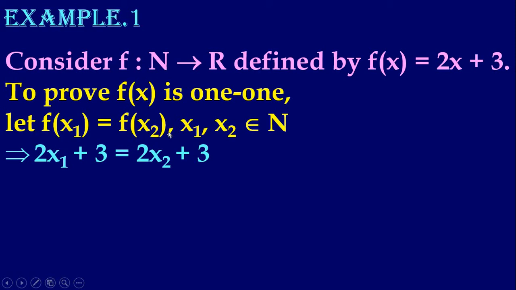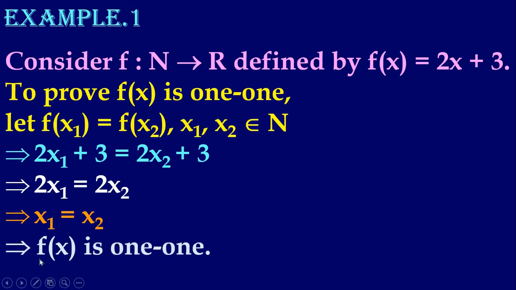Now f of x1 equal to f of x2 implies 2x1 plus 3 equal to 2x2 plus 3. We can cancel 3, and write 2x1 equal to 2x2, and we can cancel 2 and write x1 equal to x2. We started with f of x1 equal to f of x2 and we are getting x1 equal to x2. So since x1 equal to x2, f of x is 1-1.